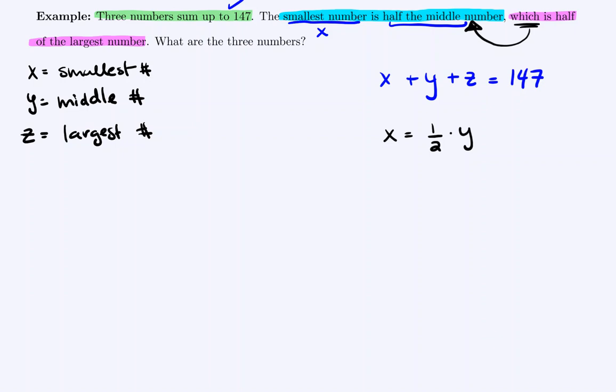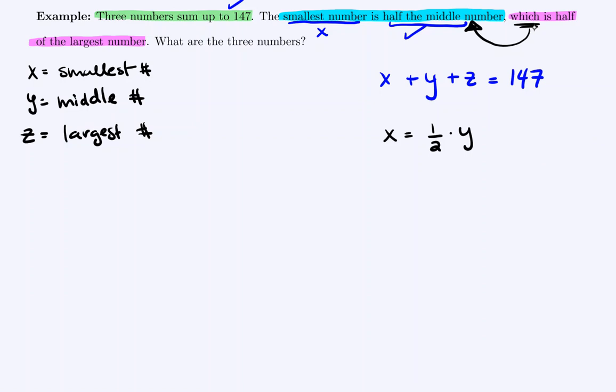And that makes sense, right? Because y is bigger. So if you make y smaller by multiplying it by 1/2, that's what makes it equal to the smaller number. The other option would have been 1/2 x equals y, but this one doesn't make sense because it's saying if you make the smallest number smaller, you'll get the middle number. That doesn't make sense based on our labeling. So we've now explained the second sentence.